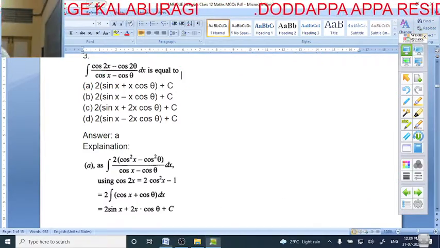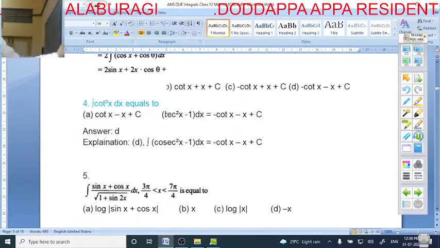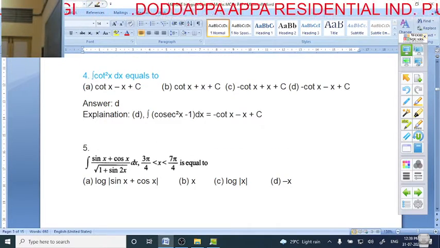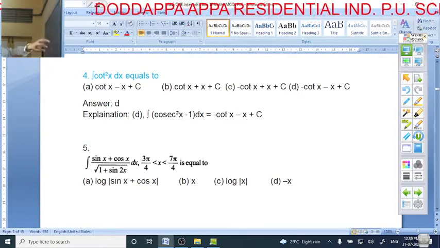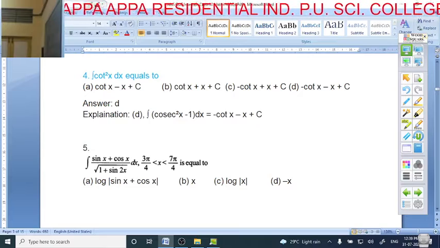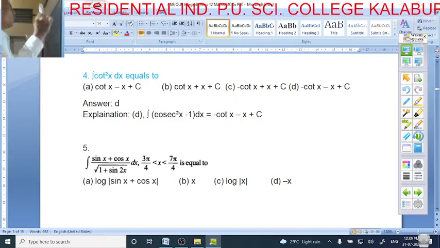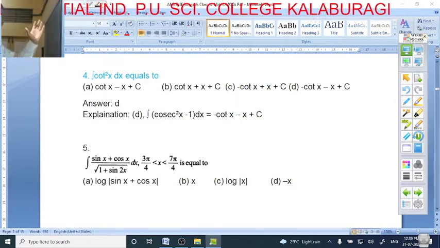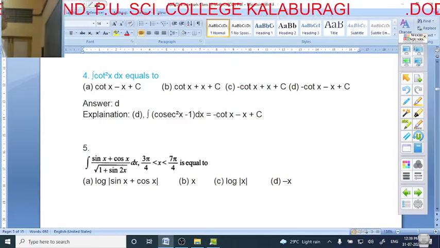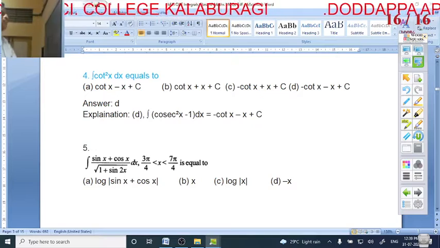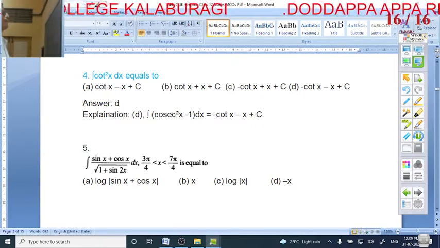So now we are moving towards the next simple example. Question number 4, integration of cot square x dx. Now you may feel it slightly easy or difficult, I don't know how you are taking it, but one thing is here: we can't integrate this function cot square directly because the square is there.